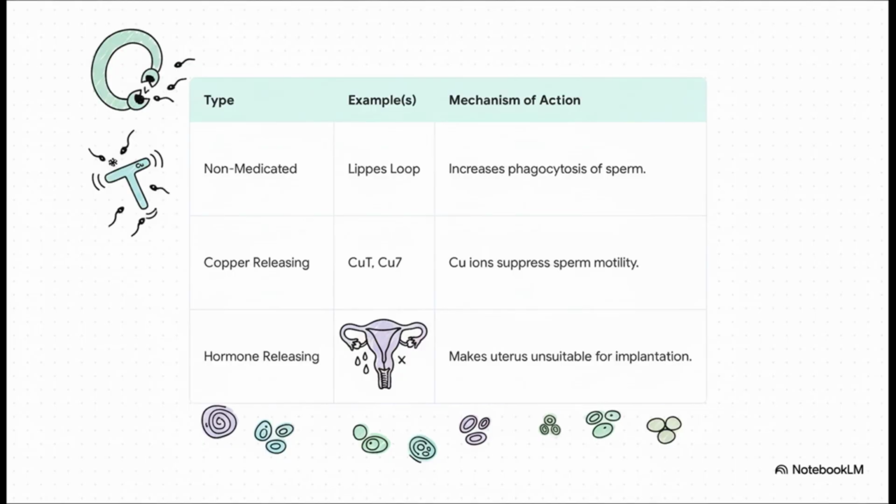First, you have the non-medicated ones, like the Lippes loop. They basically increase the number of immune cells in the uterus that eat up sperm. Second, you have copper-releasing IUDs, like the copper T or Cu7. The copper ions they release are toxic to sperm. They stop them from swimming well and from being able to fertilize an egg. And third, there are hormone-releasing IUDs, like LNG-20. They release hormones that make the uterus a bad place for an embryo to implant, and they also make the cervical mucus really thick so sperm can't get through.